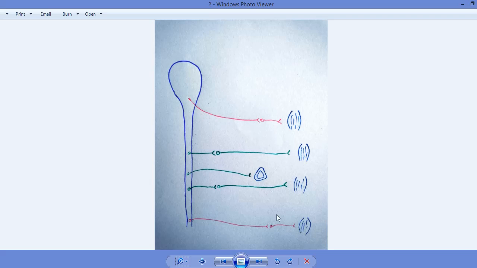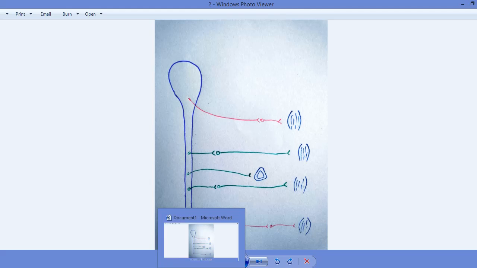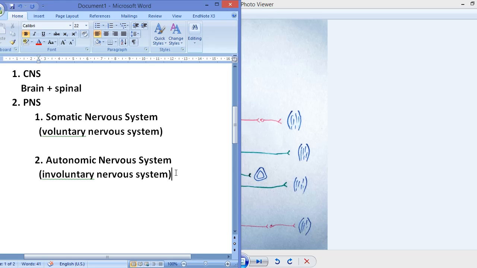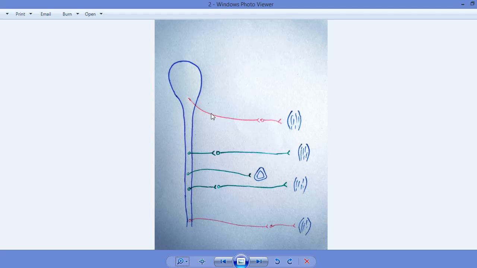This diagram represents the autonomic nervous system. In this diagram, the autonomic nervous system is represented by red and green lines. The autonomic nervous system is involuntary and controls all the smooth muscles of the body. Actually, the somatic nervous system controls all the skeletal muscles of the body, while the autonomic nervous system controls all the smooth muscles, all those muscles which are not connected with any bone. Those muscles are called smooth muscle, and they are controlled by the autonomic nervous system.